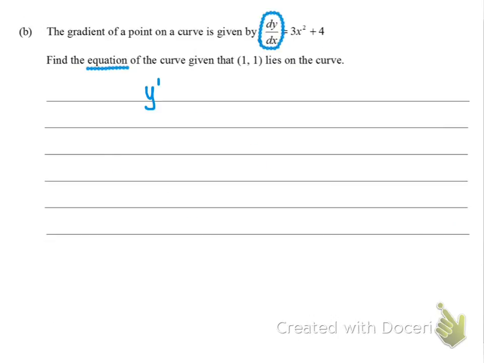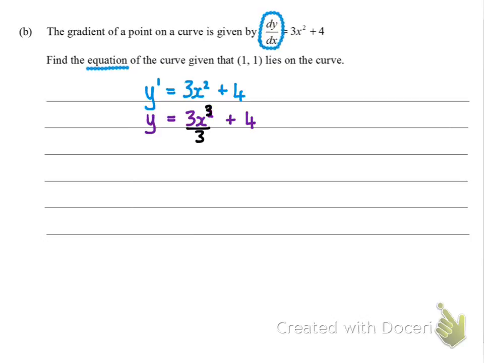For the next one, we've got the gradient of a point on a curve is given. That dy over dx means it's being differentiated. It's like writing y dash. So here we have the gradient function. Write it out, and we're given that (1, 1) lies on the curve. So we have to find the equation of the curve.